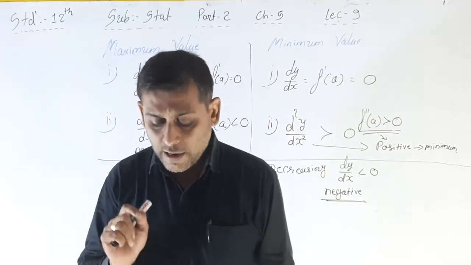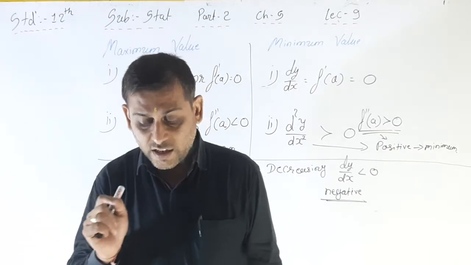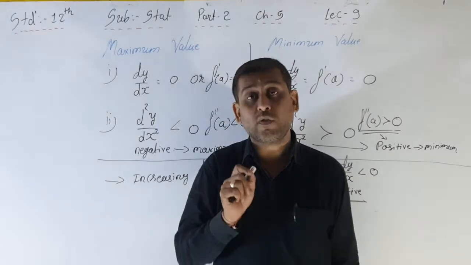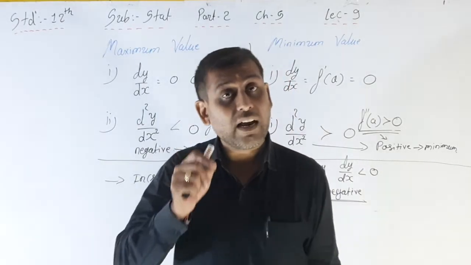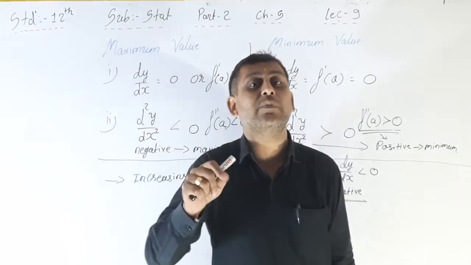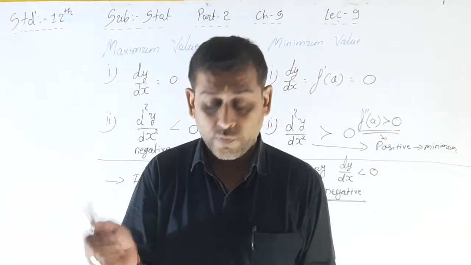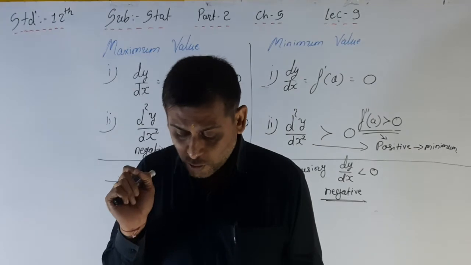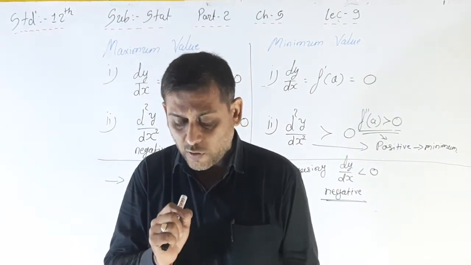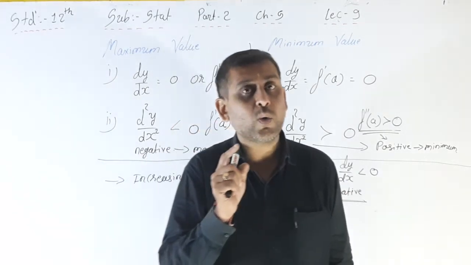Okay, now see, maximum and minimum values do not mean the largest and the smallest value of a function. It is not the largest and smallest value of the function, but we can say at that point the function is maximum, at that point the function is minimum, but the function's largest and smallest value we will have to find out. The function is maximum at x is equal to a only means that the value of the function is maximum in a small interval around x is equal to a.